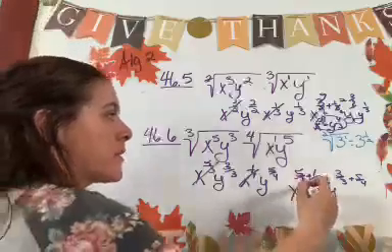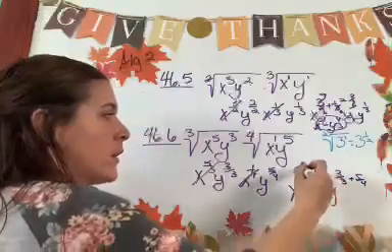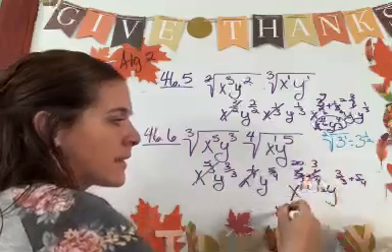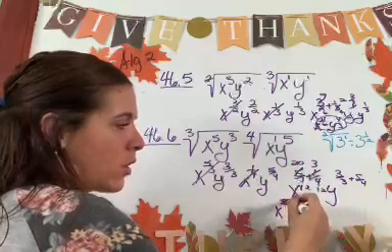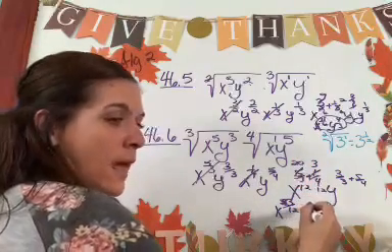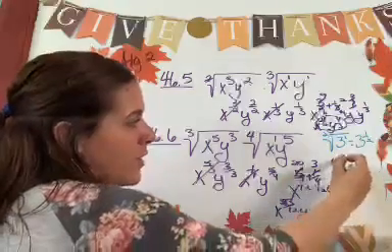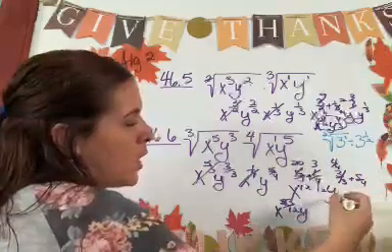Okay, common denominator is going to be 12. This will be 20. This will be 3. So it's x to the 23 over 12. And y to the 3/3 is 1, so it's 4/4, 9/4.